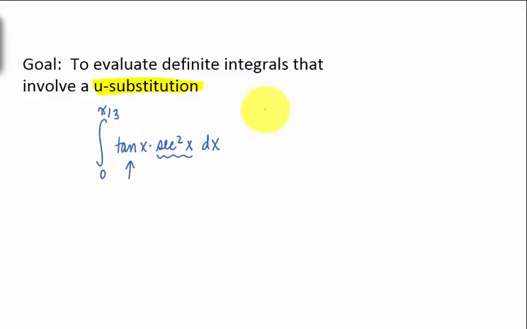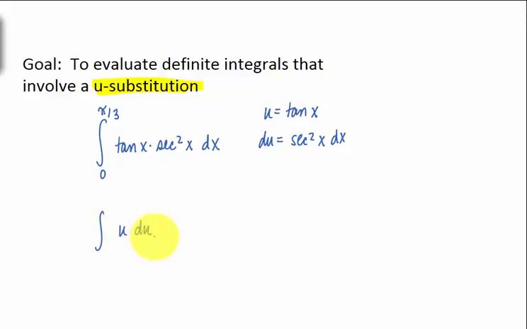So a nice u-substitution here is to let u equal tangent x. If we let u equal tangent x, then our du is going to be secant squared x dx, which provides a nice substitution for this particular problem. So let's go ahead and do that.